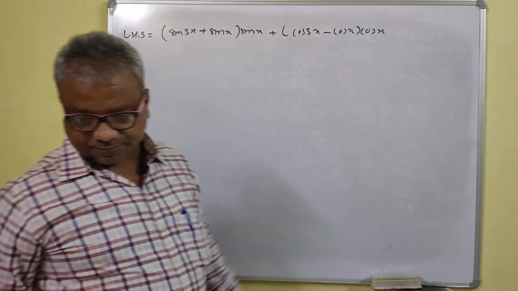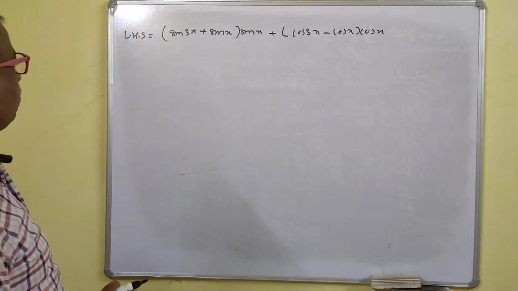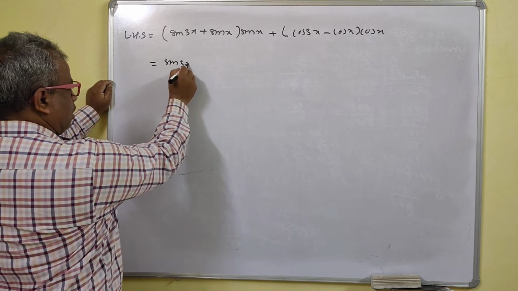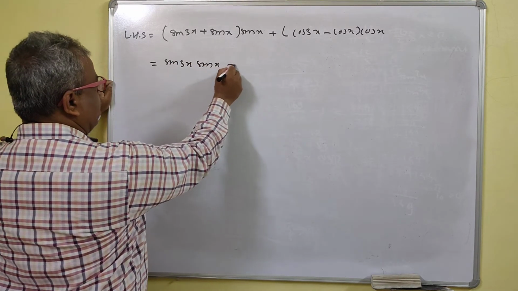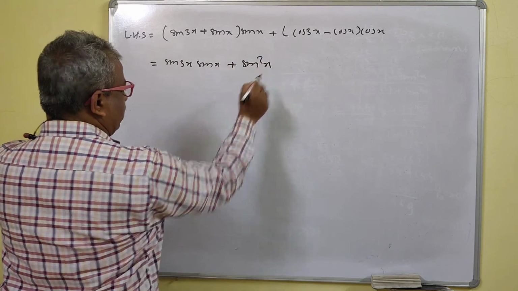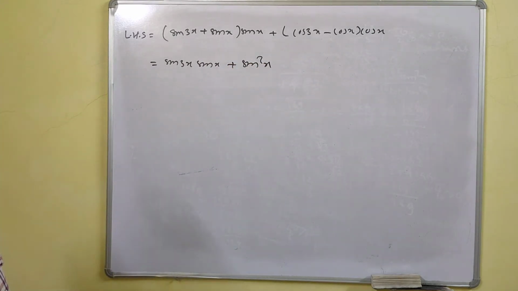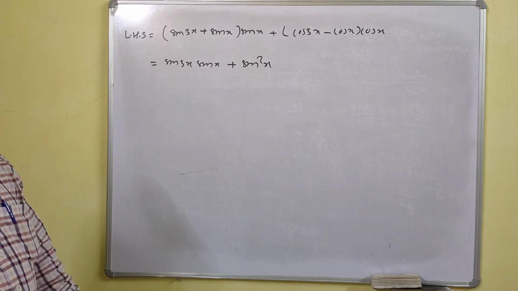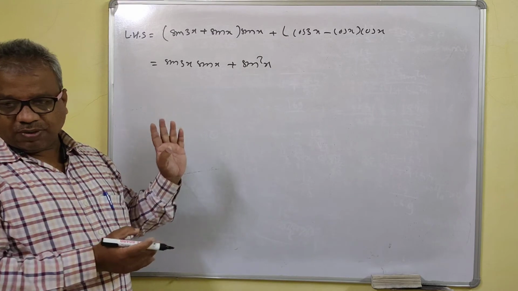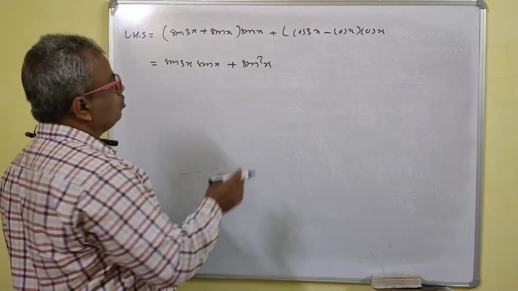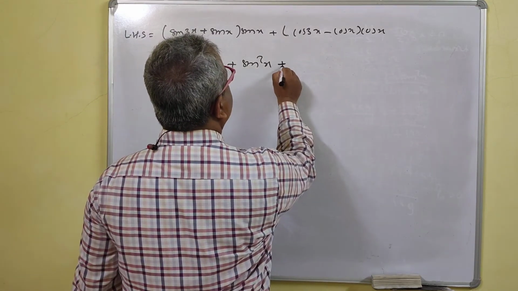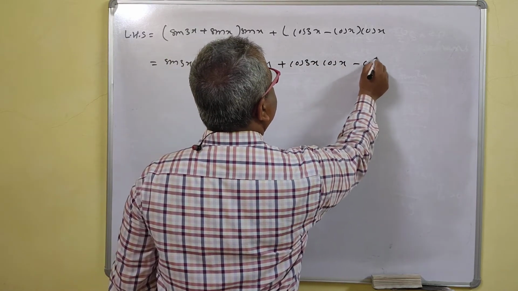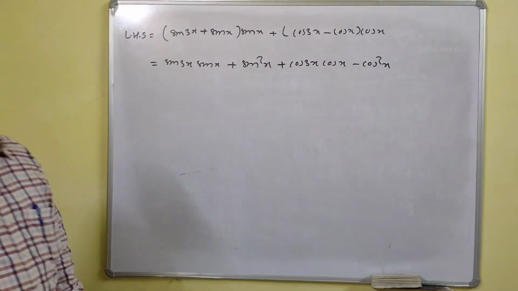We'll open the bracket. So this is equal to sin 3x sin x plus sin square x. The answer is 0. That means we must get terms which are equal but opposite. So that is our aim now. Plus cos 3x cos x minus cos square x.